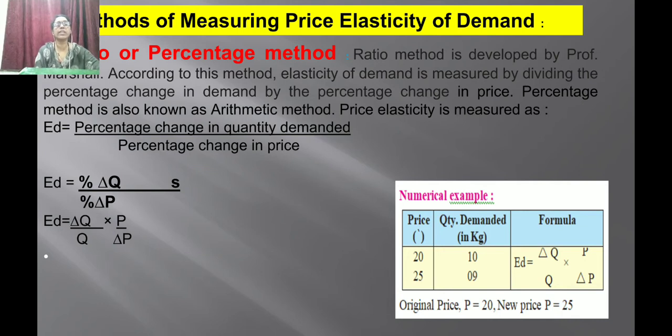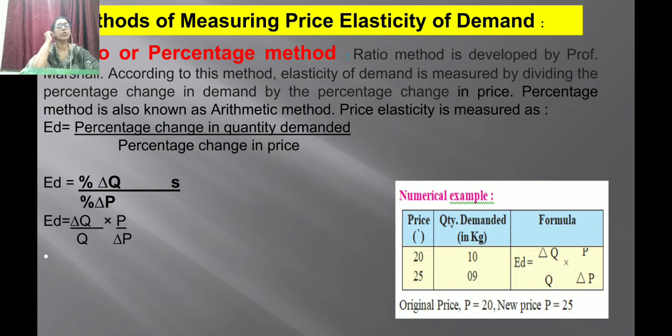So what is quantity demanded and what is price? You can see a numerical example given. In the schedule, the price, quantity demanded and the formula are given. Now you see the price, it is 20. According to the price 20, the quantity demanded is 10. So the original price, the first price, was 20 and the quantity demanded was 10. So the original price P is equal to 20.